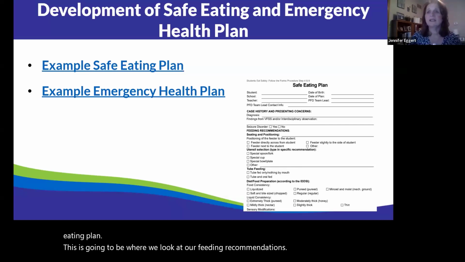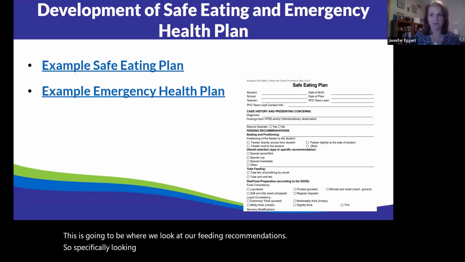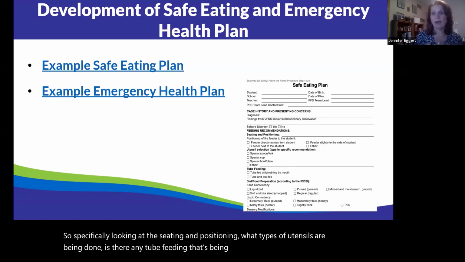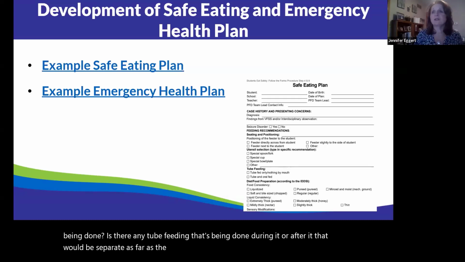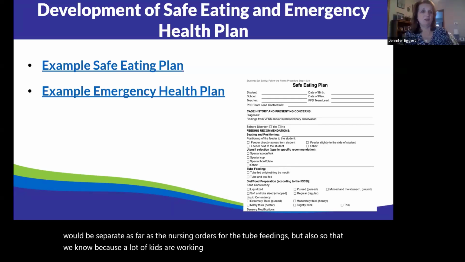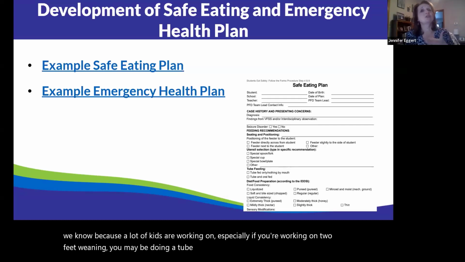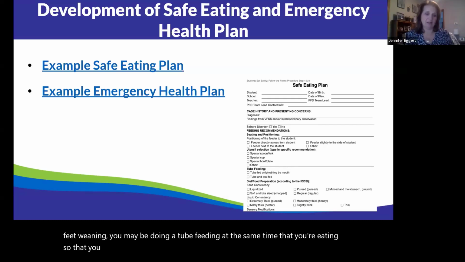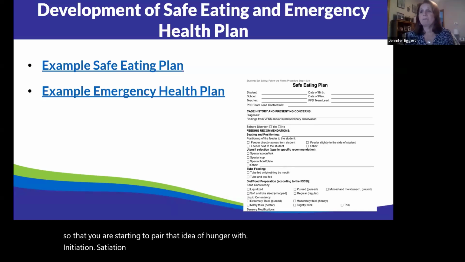Specifically looking at the seating and positioning. What types of utensils are being used? Is there any tube feeding that's being done during it or after it? That would be separate as far as the nursing orders for the tube feedings, but also so that we know, because a lot of kids are working on, especially tube feed weaning, you may be doing a tube feeding at the same time that you're eating, so that you are starting to pair that idea of hunger with satiation coming from the tube feeding.